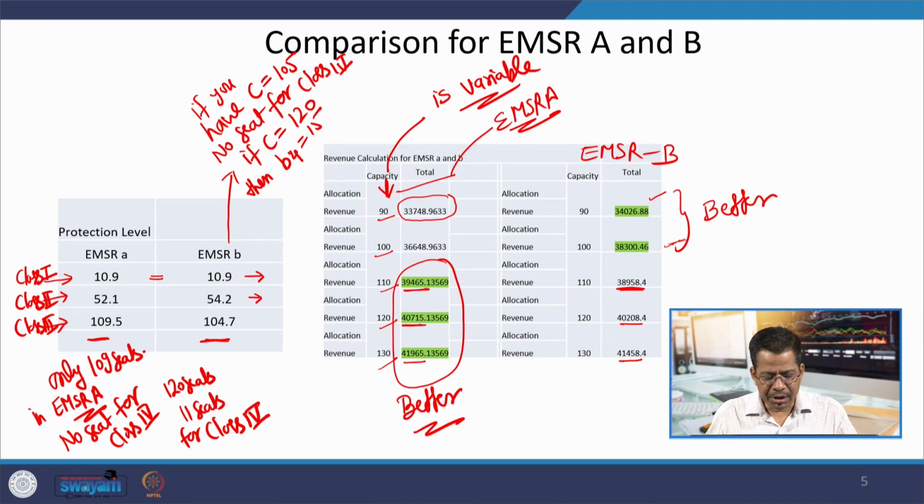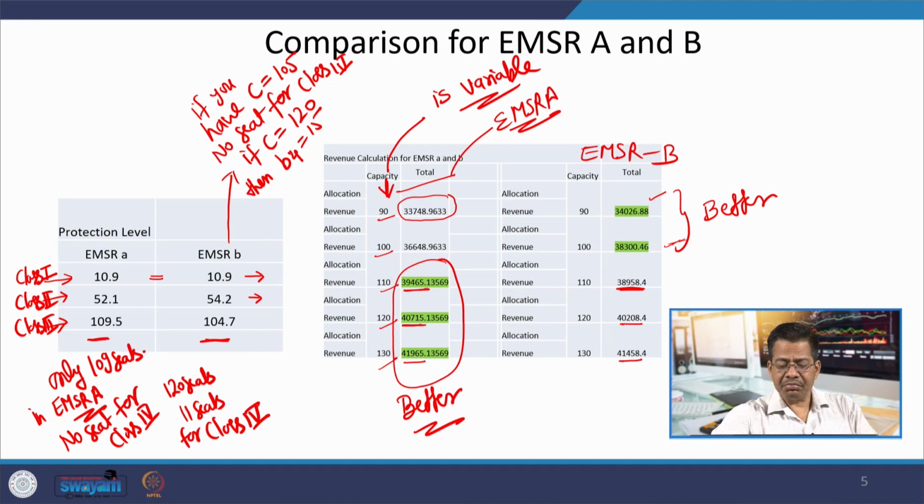So, therefore, the logic that computational things are expensive or you will take more time for computing A versus B, that logic is not very appreciable, and therefore, I request that we can do both the calculations, A and B, always. If you are getting more revenue using B, then you allocate your capacity using EMSR B. If more expected marginal revenue is coming from A, then you should use A, whichever methodology is giving better revenue.